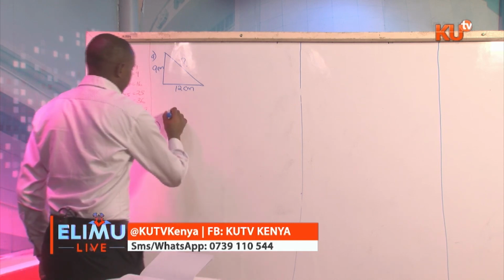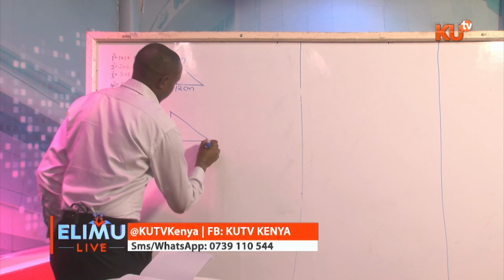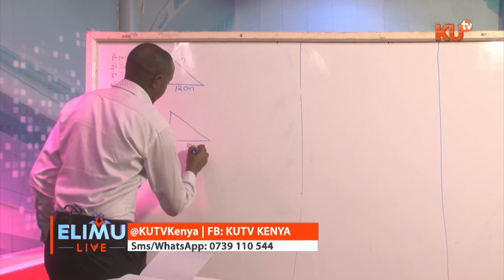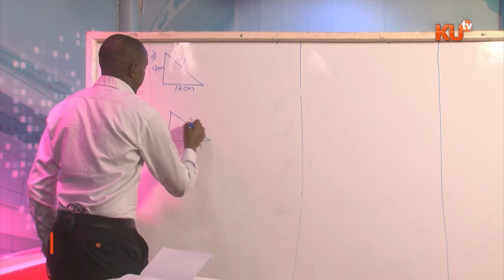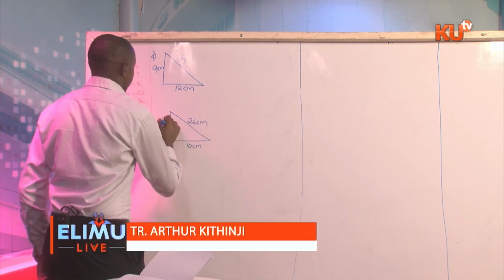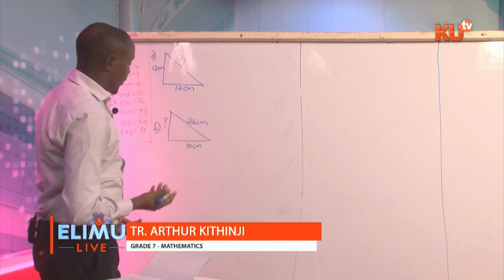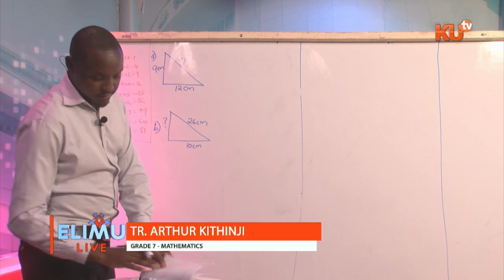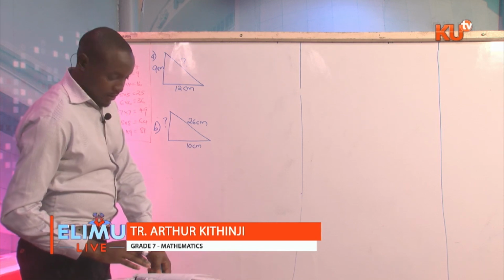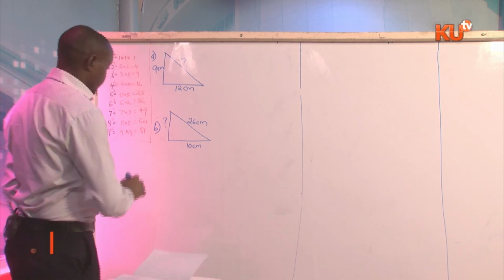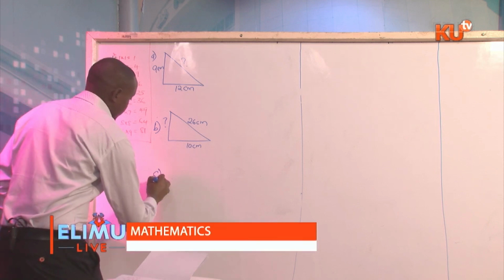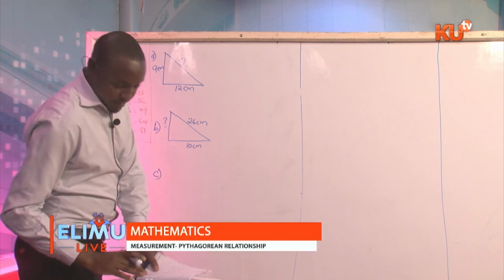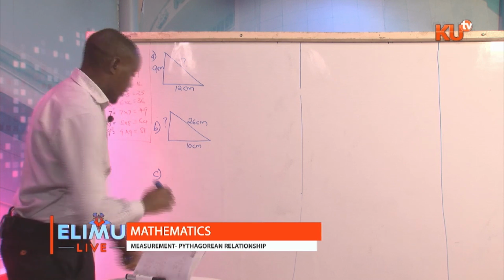We have a right angled triangle here where A is 10 centimeters, the hypotenuse is 26 centimeters, and what is missing is B or A. One of the legs is missing. And then the last one, which is our C. In our C, we have 15 by 8.